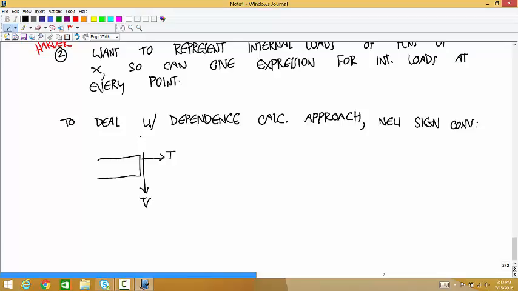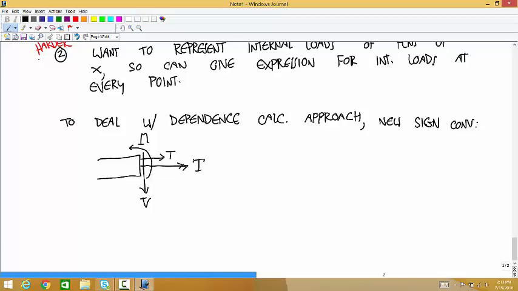Is that a tension T? That's a tension T. Okay. Then this V is the shear force. I'll write these names down. Then there's a moment about the Z-axis, M. And then there's a torque about the X-axis, fancy T.